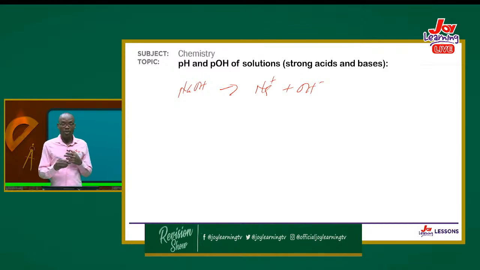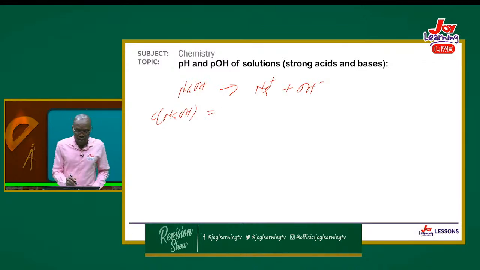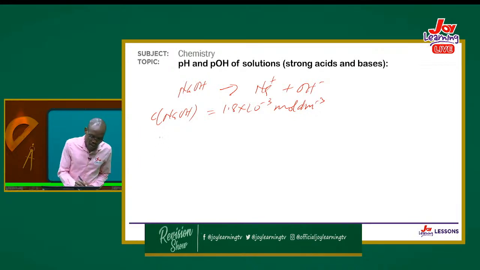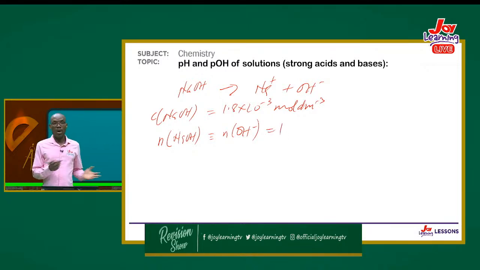So let's pick a value and then we do it together. So let's say that the concentration of NaOH is equal to, yep, give me a value. Okay, 1.8 times 10 power negative 3 mole per dm cubed. Right, so here the ratio of the moles of NaOH is equal to that of OH minus ions. And of course, it is 1 is to 1 ratio.